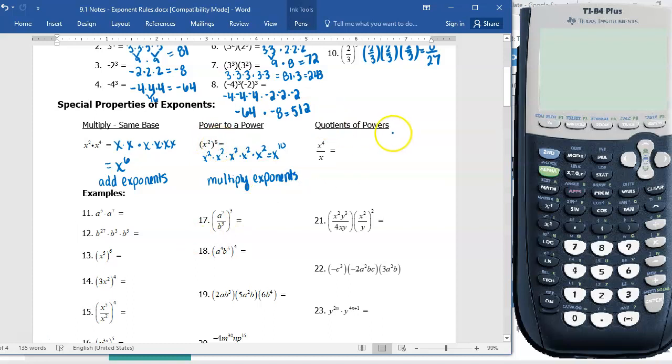Okay, and last, quotients of powers. When we have x to the 4th, we've got 4 x's on top, and we only have 1 on bottom, so that one set is going to cancel out. That leaves us with x to the 3rd on the top. In this case, this x right here does not have an exponent, but it's got a little invisible 1 there, so we could subtract 4 minus 1, so we could subtract our exponents here.